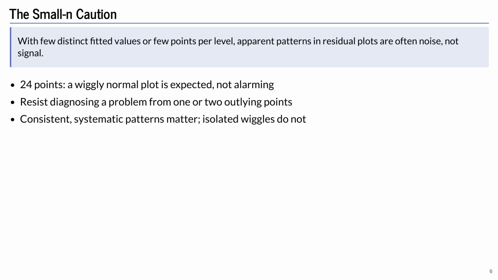What you are looking for is systematic departure. A consistent curve, a clear fan, a monotone trend across run order. Isolated wiggles are noise. Consistent repeating patterns are signal. Keep that distinction in mind as we look at the yield model diagnostics.